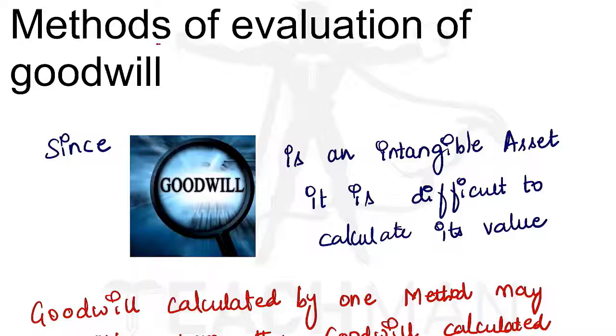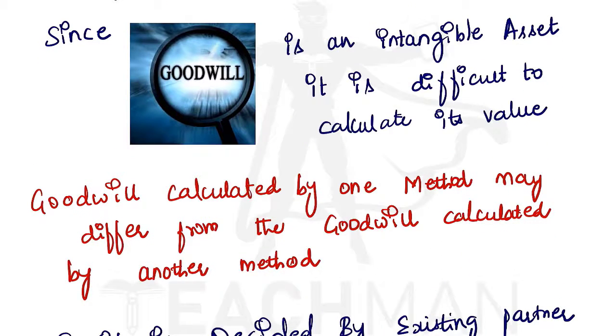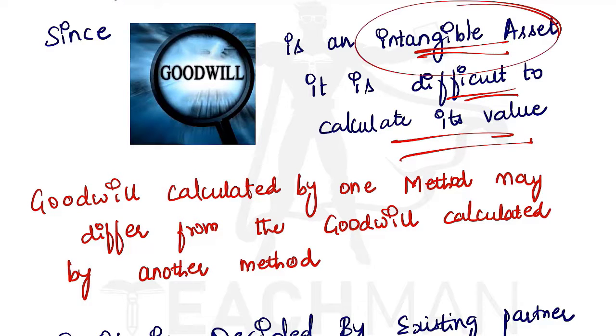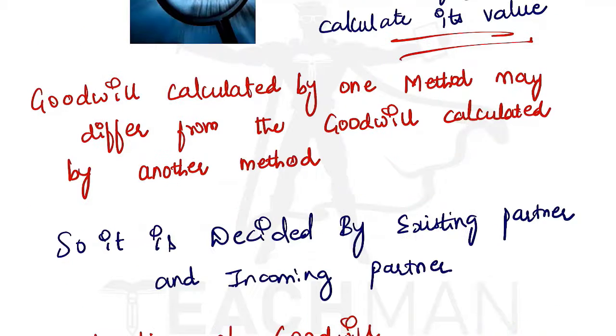The next topic is methods of evaluation of goodwill. Since goodwill is an intangible asset, we know that it cannot be seen or felt, so it is difficult to calculate its value. It is always difficult to calculate the value of an intangible asset. Goodwill calculated by one method may differ from the goodwill calculated by another method, so there will be a lot of confusion.